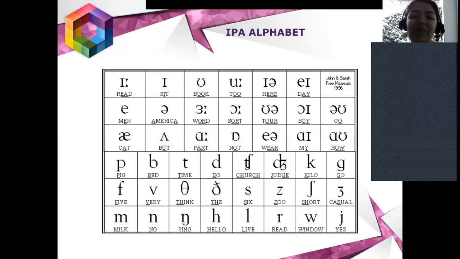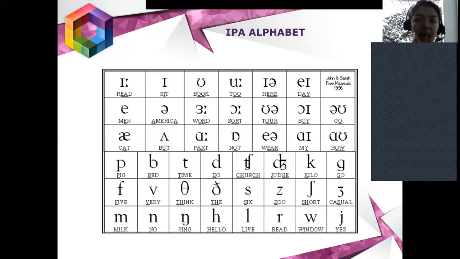Then we have S, we have zoo, zoo, and we have sh. It's different from ch, it's sh. Then we have casual, casual, okay? This is a difficult one. Then we have the M that goes with our lips together, then we have N. Okay? Those M and N are nasal. Then we have ng, right here. Ha, hello, life, life, okay? This is a lateral sound, okay?